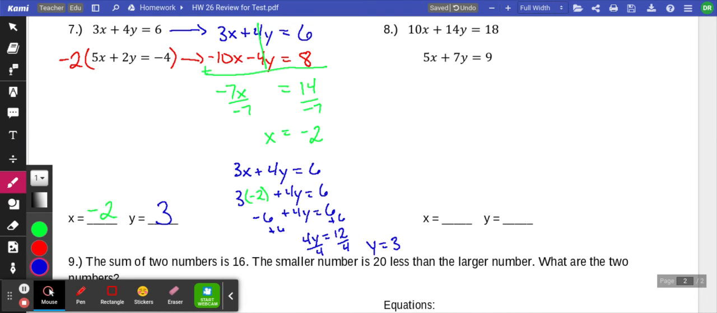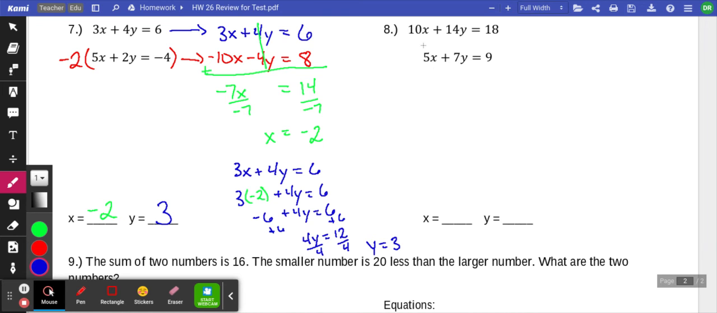Okay, so for number 8, if we look at this one, we want to solve here and ask ourselves what variable might be easy to cancel. So we see the x's have coefficients of 10 and 5. Those might work well together. The y's have coefficients of 14 and 7. Those might also work fairly well. So no wrong answer here. Let's say you want to cancel the x's.